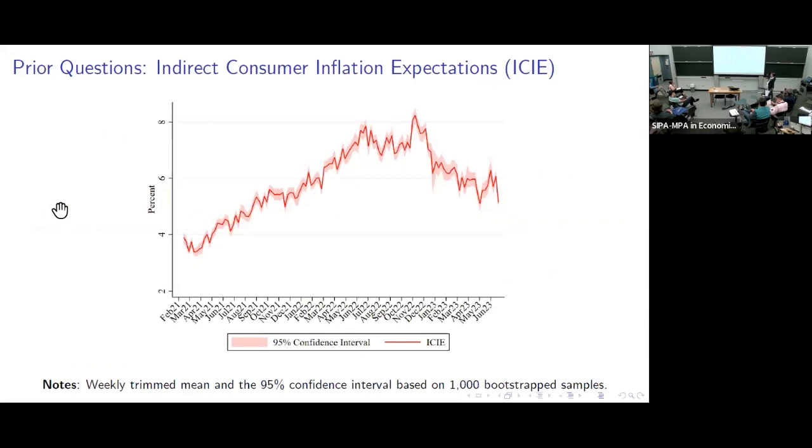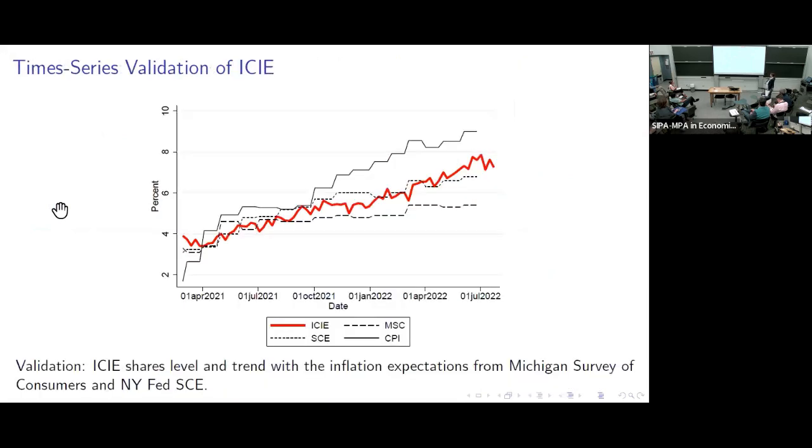To give you an idea, this is the evolution of this ICIE measure over time since its birth by the end of February 2021. So once inflation started picking up, so did this measure. For a little bit more background or context on how this measure relates to what we call conventional inflation expectations, such as the Michigan or the New York Fed, as you can see, we're also able to be pretty close to what the other surveys are getting at.